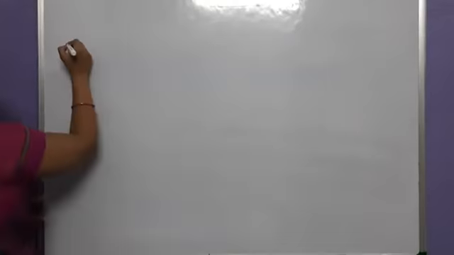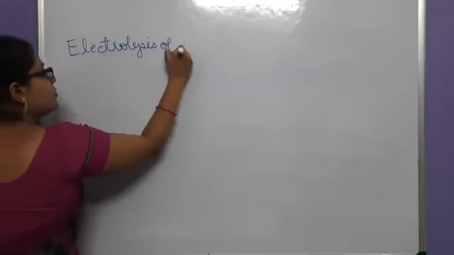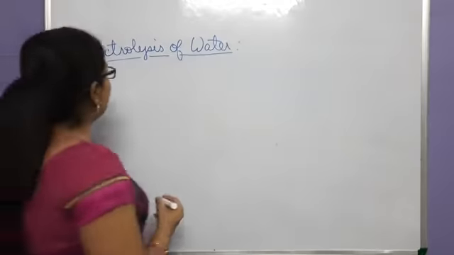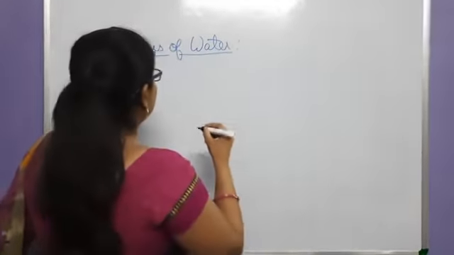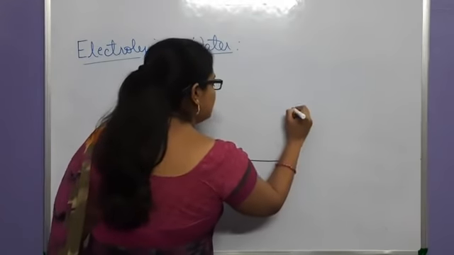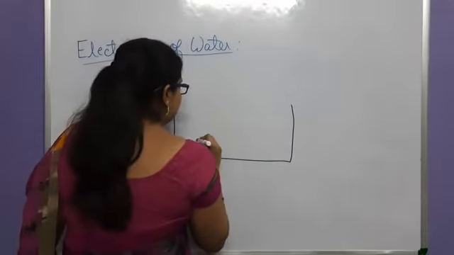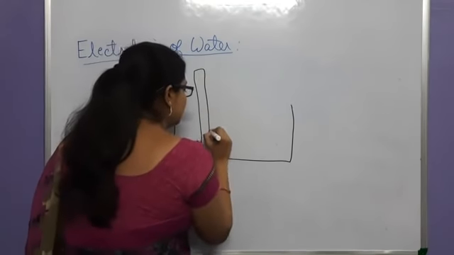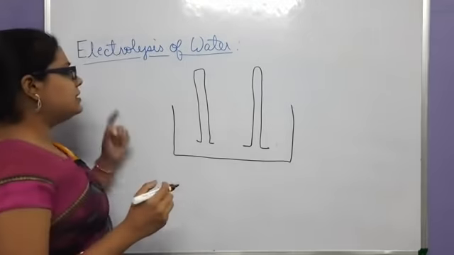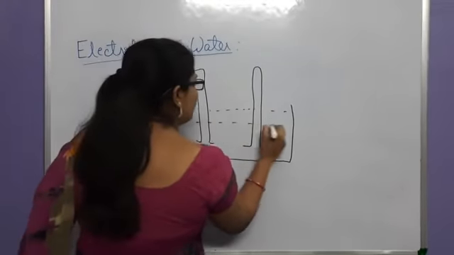Okay, we are going to study about electrolysis of water. Okay, so let us see how electrolysis of water is carried out. So in order to carry out this electrolysis of water, we are going to take one trough. Okay, this is the setup which we are going to discuss, how the setup of electrolysis is there. So in this we have taken one trough, and then in the trough two electrodes are also arranged. Okay, two electrodes are arranged. Okay, and in this trough what we are taking, we are taking water.